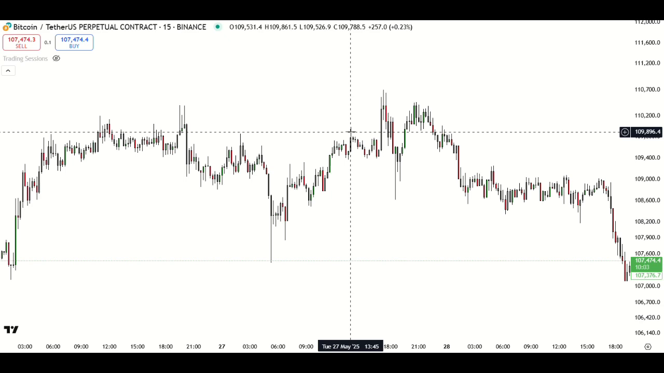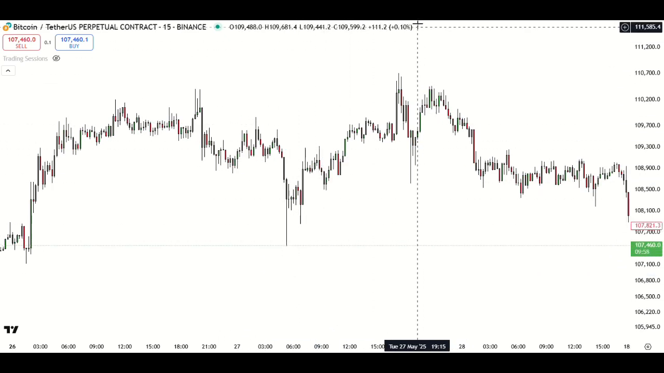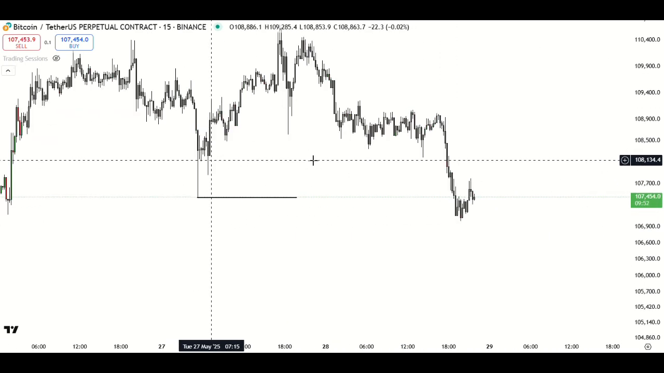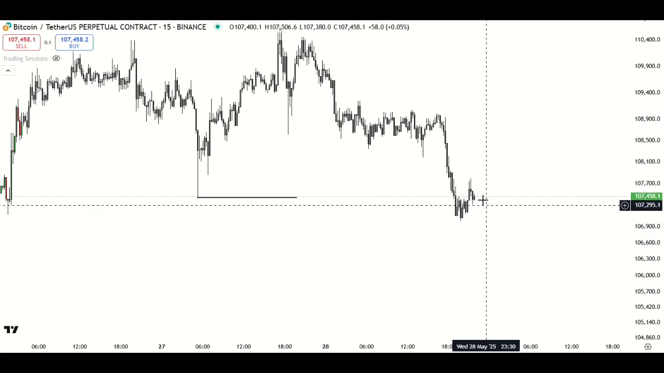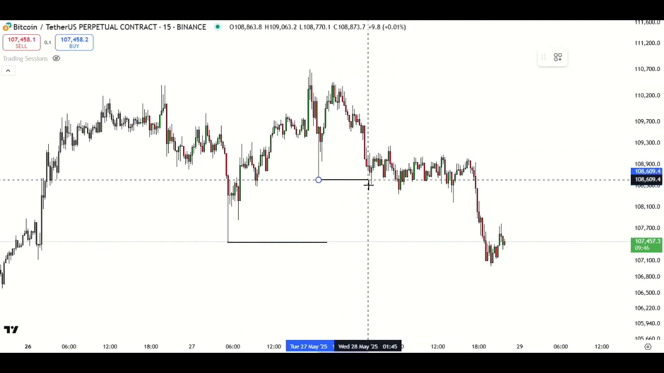Now what does that mean? Liquidity basically means that the market is going to hunt for these wicks. So as you can see, all these wicks get taken out. Like this one, you can see the market has taken this out. We can see this one get taken out, right?